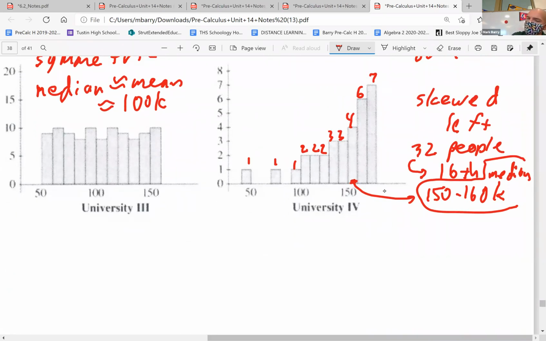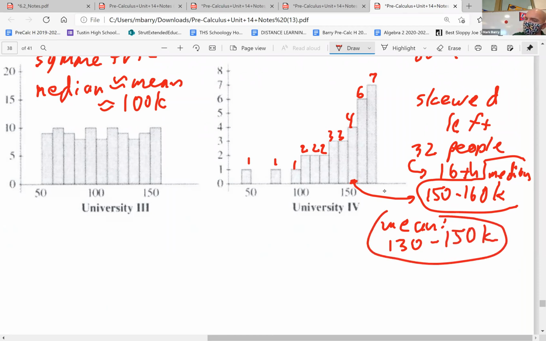All right, where's the mean? It's definitely less than that. I would say, let's say between 130 and 150K. Usually I go the 2 bars left of that, okay? Perfect, all right.